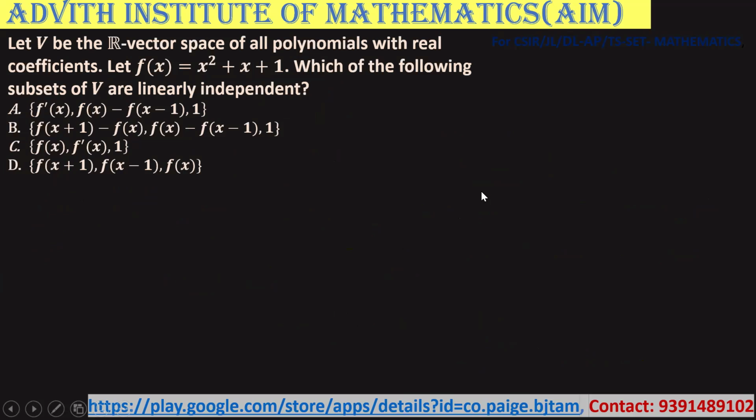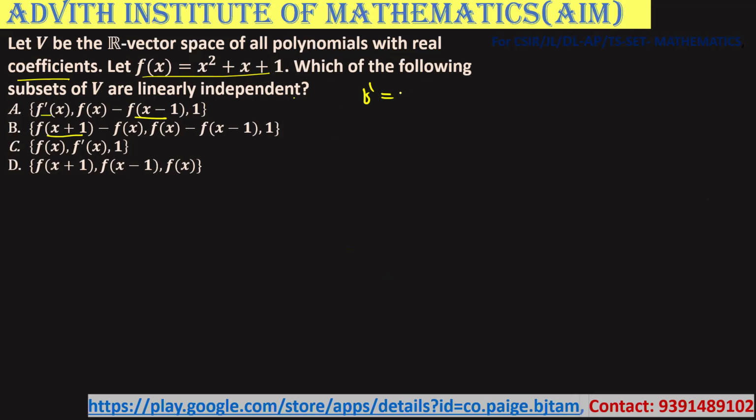Next one. Let V be the R vector space of all polynomials with real coefficients. Let f of x equal to this one. Then which one of the following subsets of V are linearly independent? So what is f dash, do it first. Here f of x minus 1, f of x plus 1 and f dash are there. So let us find out these three.